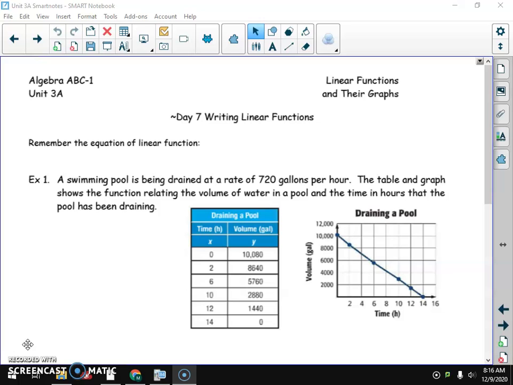We're going to start writing some functions when we have some verbal descriptions. So we're going to read each one, set up an equation, then use our calculator and go back to what we're good at.